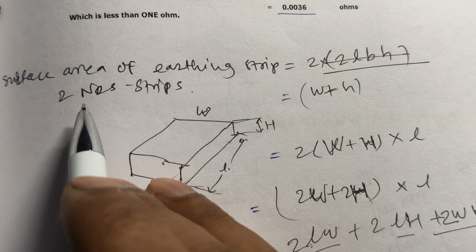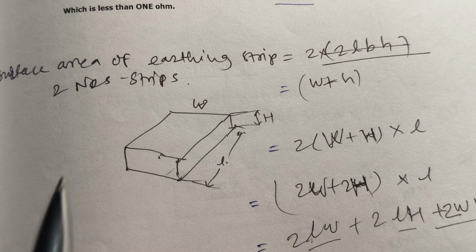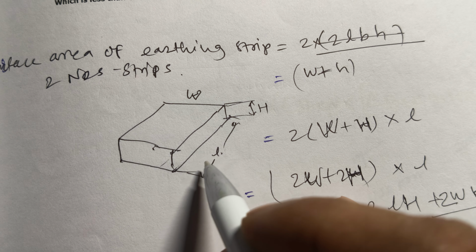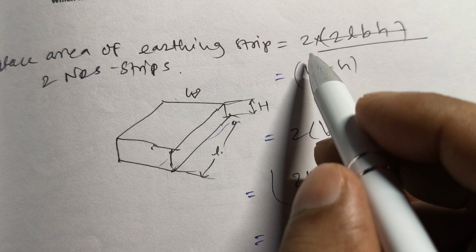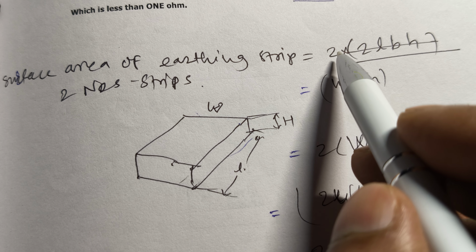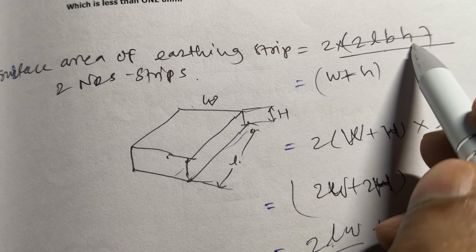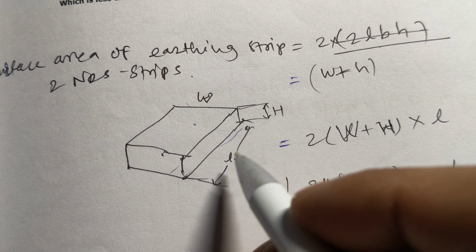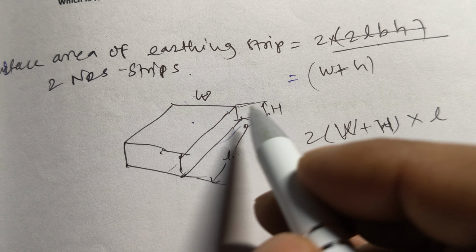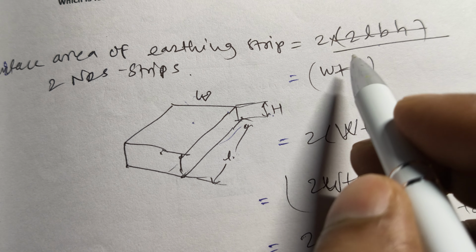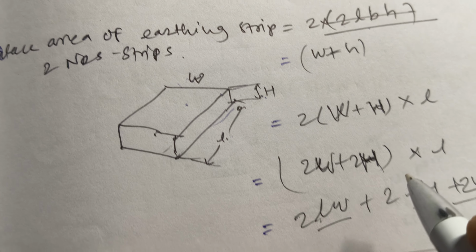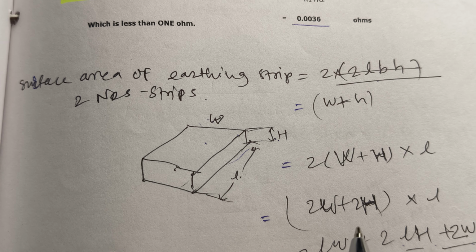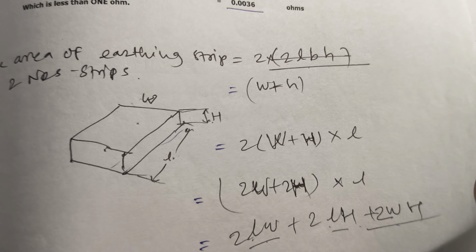Surface area of the earthing strip. How is the surface area calculated? There are two strips, with height of the strip, length of the strip, and width of the strip. So the surface area is two surfaces, 2 into 2 lbh, two sides, the top side and bottom side, where L is length, B is width, H is height, and W is B. So this will be 2LW, 2LH, 2WH. This is the surface area for the earthing strip.